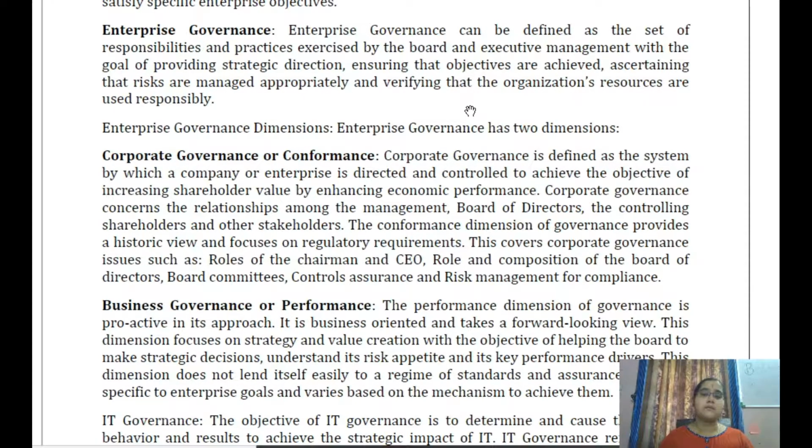What is corporate governance? Corporate governance is defined as, again, a system in which the company and enterprise is directed and controlled to achieve the objective of increasing shareholders' value by enhancing economic performance. It means that by increasing the performance, the board of directors and the organization are trying to increase the enterprise value so that the shareholders' value can be increased. Corporate governance concerns the relationship of the management and board of directors with the other stakeholders. So the way of interaction between the stakeholders and the board of directors is maintained by corporate governance. The conformance dimension of governance provides a historic view about the regulatory requirements.